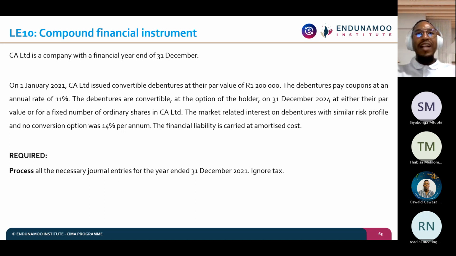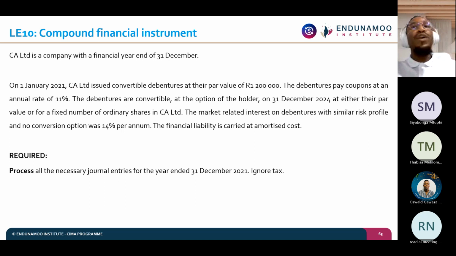One, because they're convertible at the option of the holder, it means that at the end of 2024, if the holder comes and says, I want cash, CA Limited will have no alternative other than to pay cash. So they will be forced to pay cash because of this agreement that they've entered into on the 1st of January. So on the 1st of January, they already have a present obligation to deliver cash.